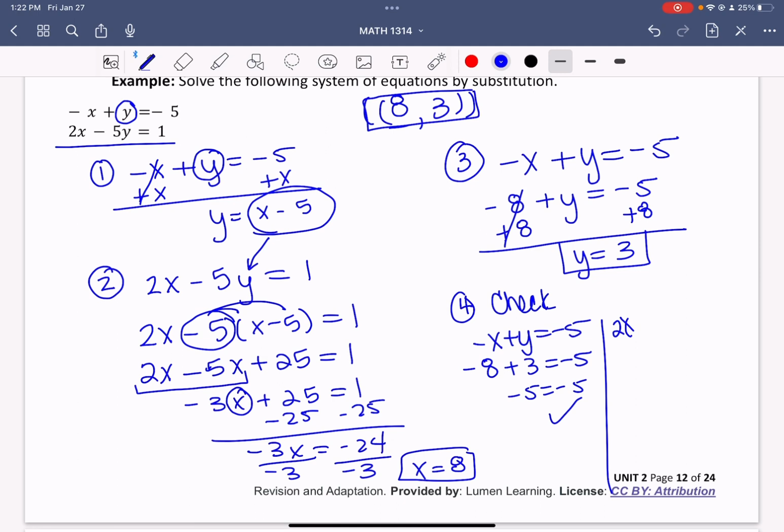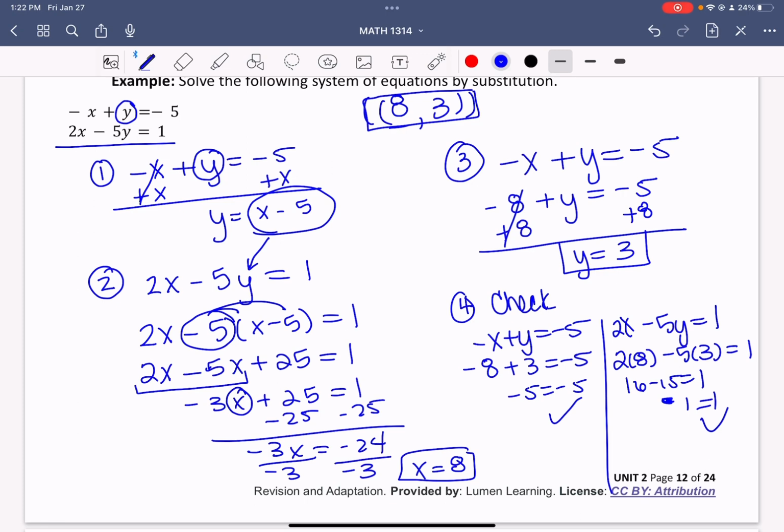I'm checking in my other situation. I'll just write it, 2x minus 5y equal to 1. So that's 2 times 8 minus 5 times 3 equal to 1. So 16 minus 15, 1 equal to 1. So that works out as well. So I feel confident in my answer of 8, 3.